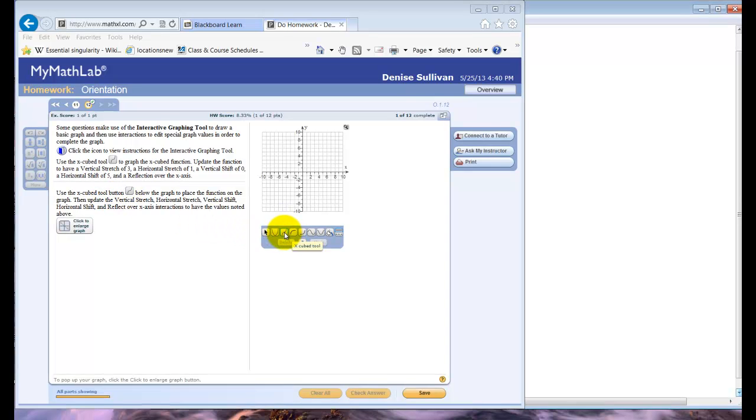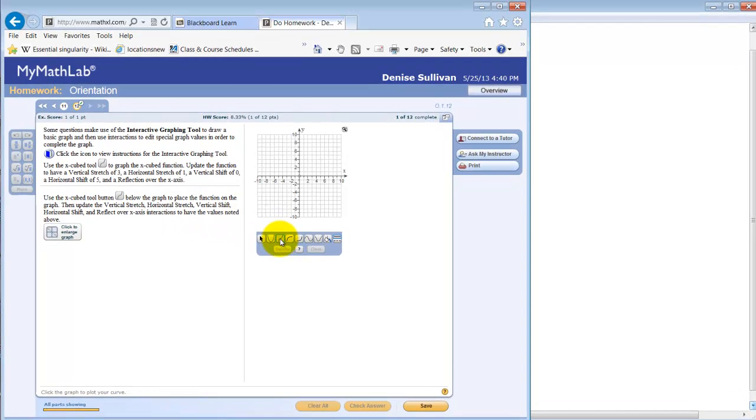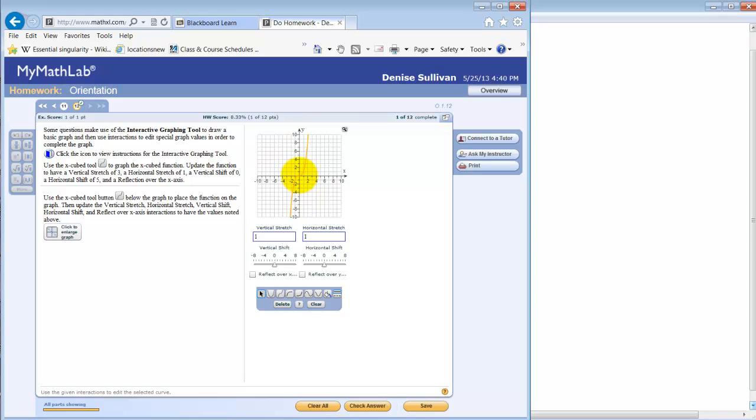That's the third button in. We'll click on that, and then it automatically goes to the origin. That's the basic graph of the function y equals x cubed. Then they've asked us to update it to have a vertical stretch of 3, and here's where you would put in the vertical stretch. You just delete that, tell it to stretch it by 3.